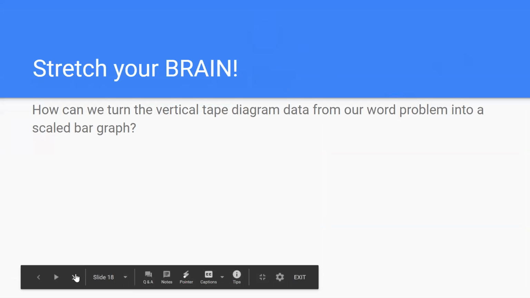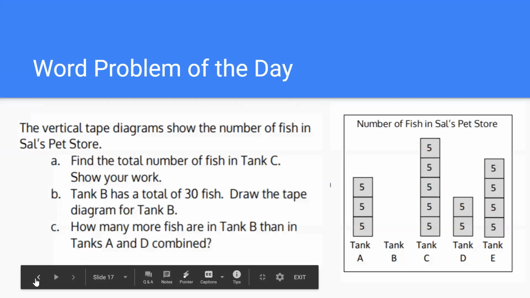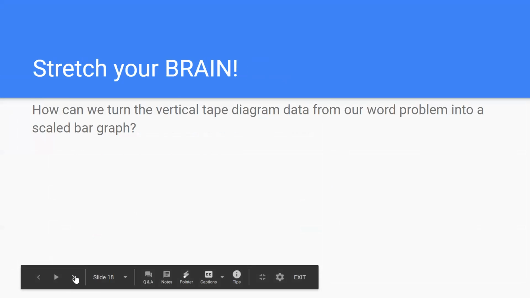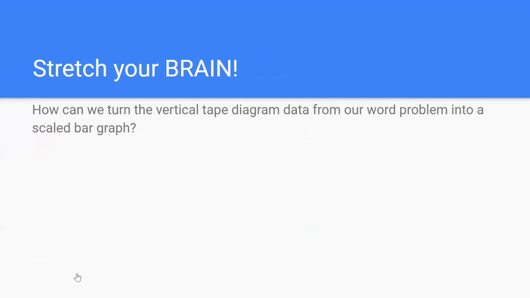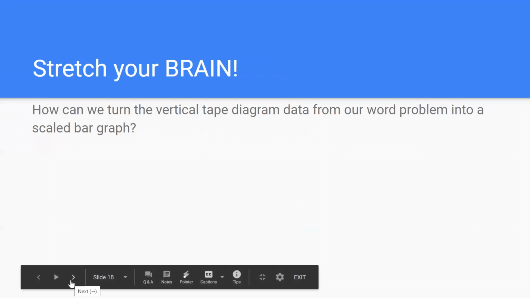We're going to stretch our brain. I'm going to click back, and I want you to look at this vertical tape diagram. Take a picture in your mind. I'm going to ask you, how can we turn this vertical tape diagram, the data from our word problem, into a scaled bar graph? You're going to focus on bar graphs today.